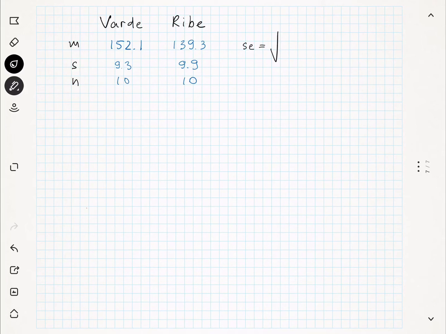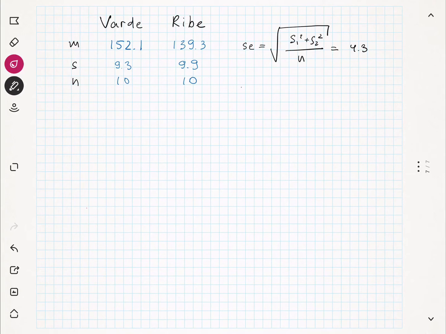We can calculate it using S1 squared plus S2 squared, where S1 will be the Vada and S2 will be the Riba, and then divided by n. So if we do the calculations, we will get approximately 4.3. So this is our standard error, 4.3.